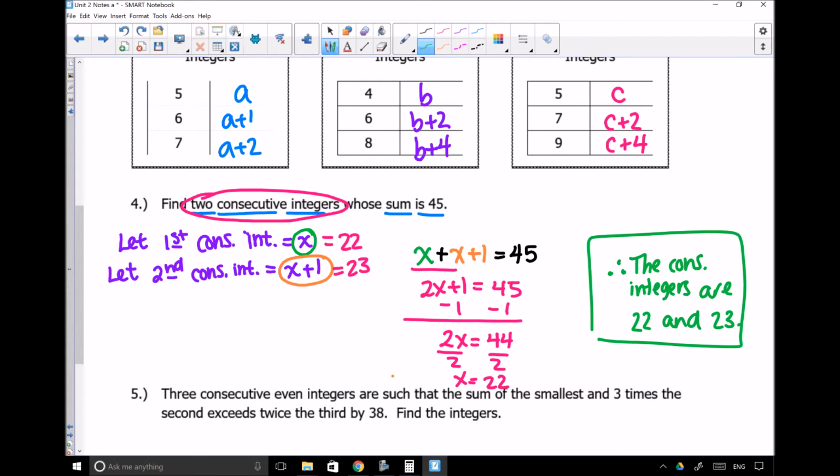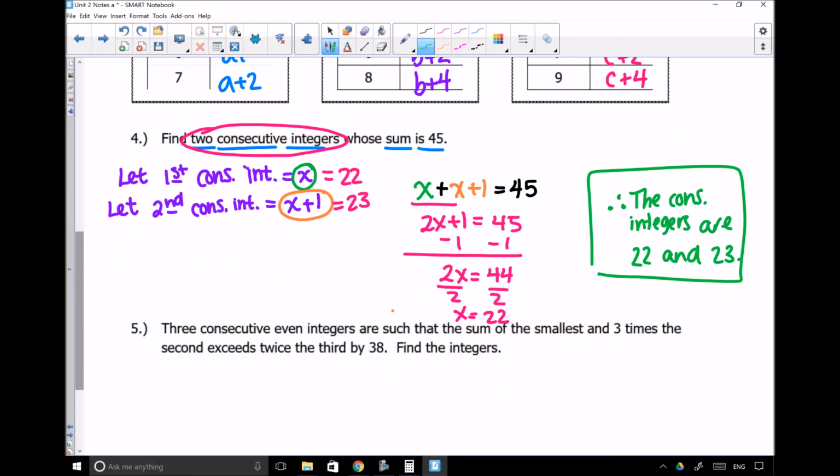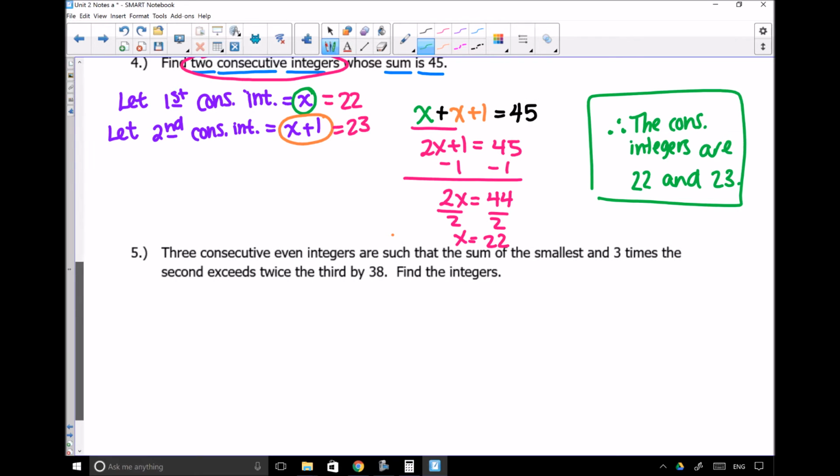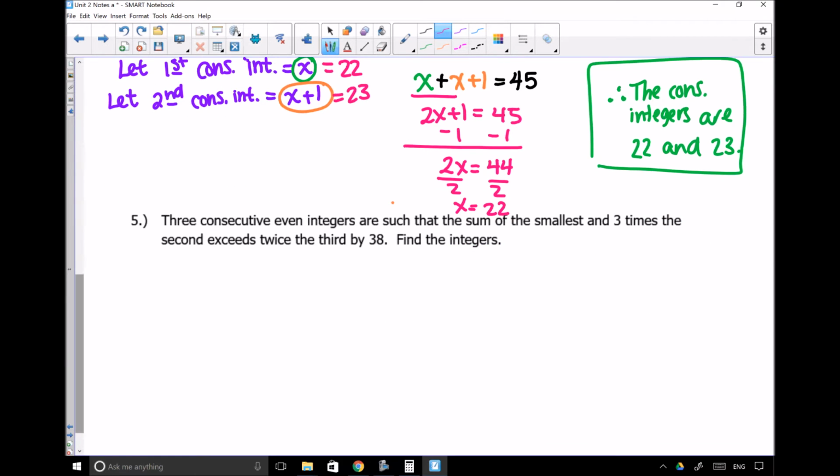Now, when you're done, your answer has to make sense. So if you don't get an integer, if you get a decimal, something went wrong. If it says that you have odd integers and you get even integers, something went wrong, and so forth. Okay, so let's take a look at number 5. Number 5 says, there are 3 consecutive even integers such that the sum of the smallest and 3 times the second exceeds twice the third by 38. And then we want to find the integers.